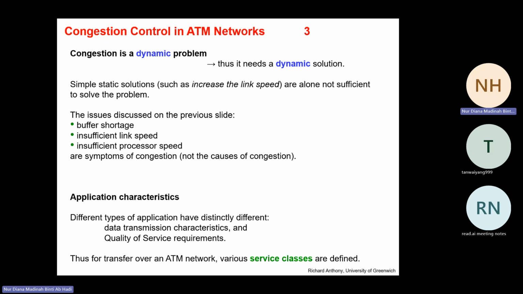So we need to identify the characteristics of your application. Different applications will show different characteristics. For example, the differences would be the characteristics of the data transmission and QoS requirements. Therefore, for you to transfer over your ATM network, you require service classes to be defined.